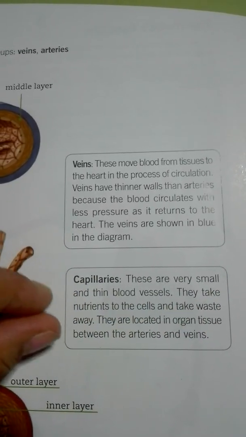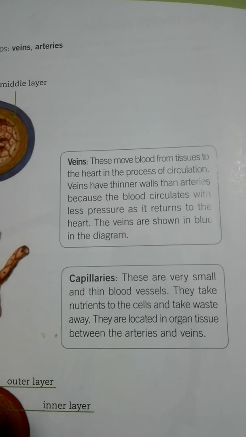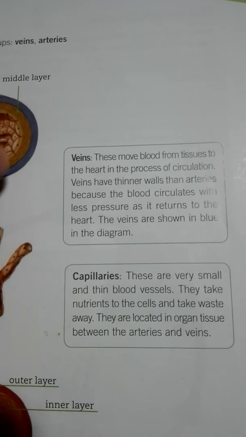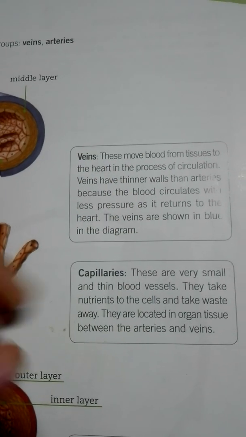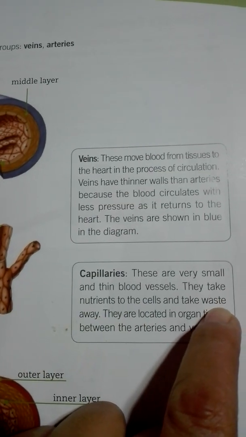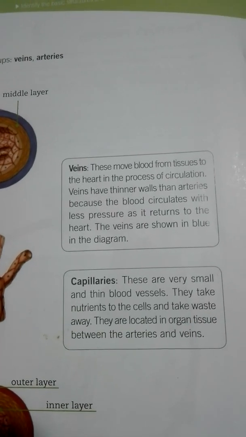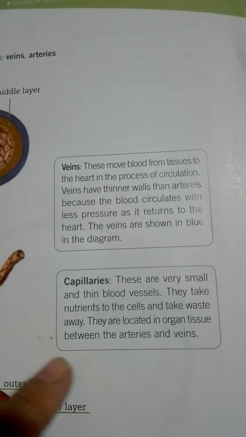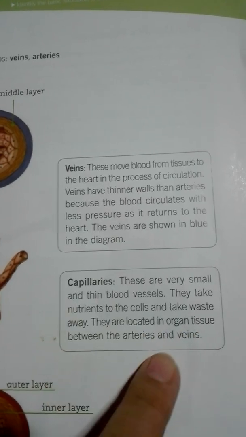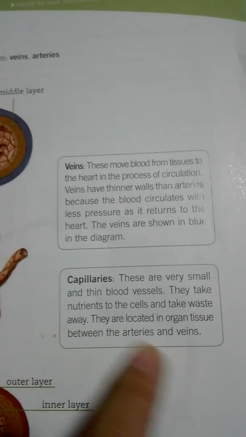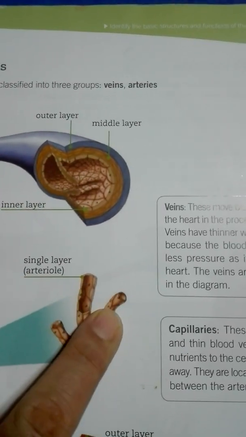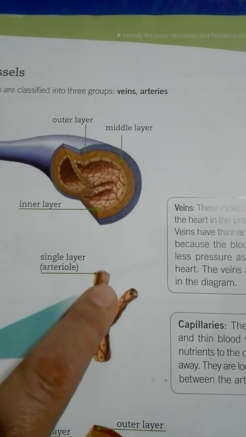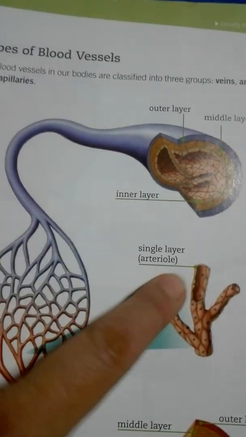¿Qué es lo que hacen ellas? La función de ellas es llevar los nutrientes a las células y por allí mismo recogen los desechos y se los llevan, ¿no? Los transportan para eliminarlos. They are located in organ tissue between the arteries and veins. Están localizadas específicamente entre las arterias y las venas. So we see here, these are the single layer composition. Están compuestas por solamente una capa.